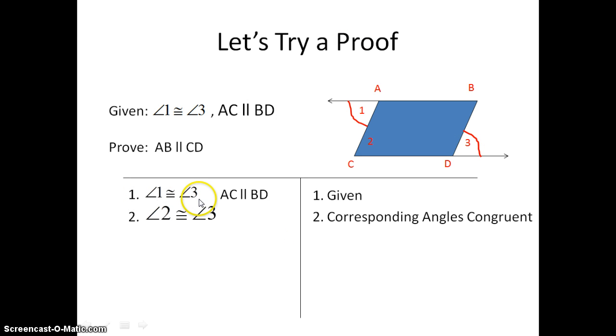Now that I have the angle 1 is congruent to angle 3 and angle 2 is congruent to angle 3, I can say that angle 2 is congruent to angle 1 by using substitution, just plugging in this angle 1 for angle 3. So now I'm saying that angle 1 and angle 2 are congruent. Well, do angle 1 and angle 2 have any special angle pair in common? Yes, they do. Those two angles are going to be alternate interior angles. Since I just told you that those two alternate interior angles were congruent, we can then say that AB is parallel to CD.